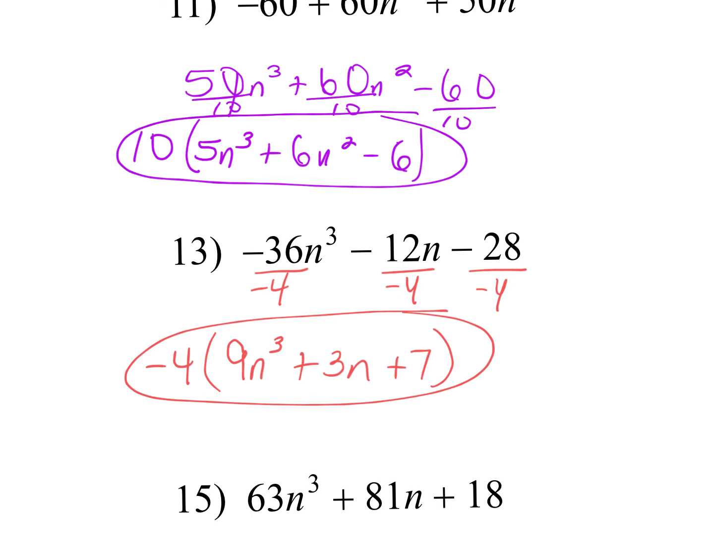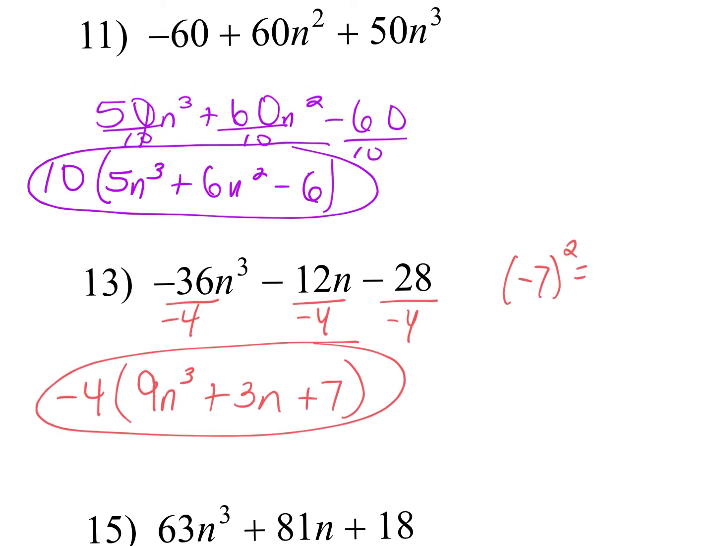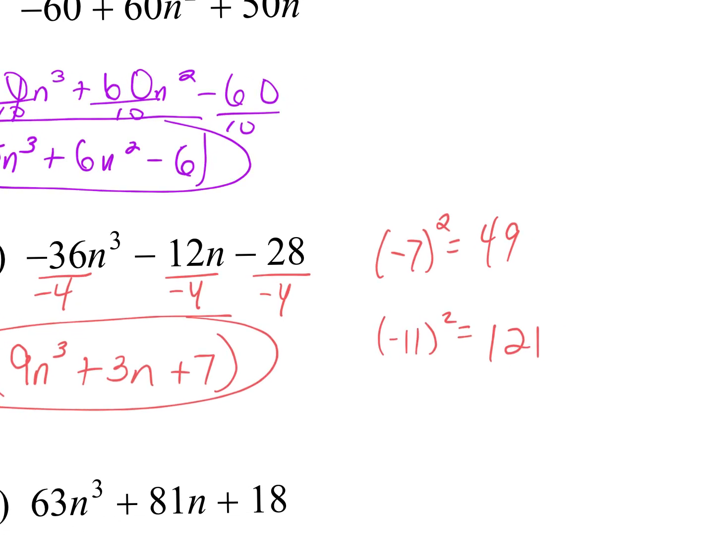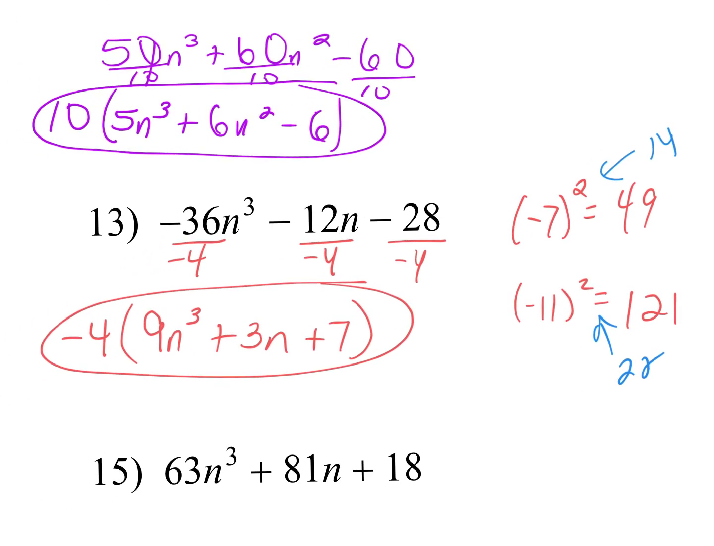What's the answer to this? Positive 49. Positive 49, okay? What's the answer to this? Positive 121. I would say at least 40 people told me that this was 14 and that was 22. Everybody in here knows what 7 squared is, but you just weren't thinking. All right, a lot of that happened with negative signs. There is a huge difference between a negative 3n and a positive 3n. I can't just give you credit because I knew what you meant, so just make sure you're careful.